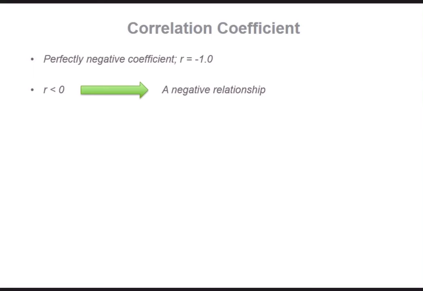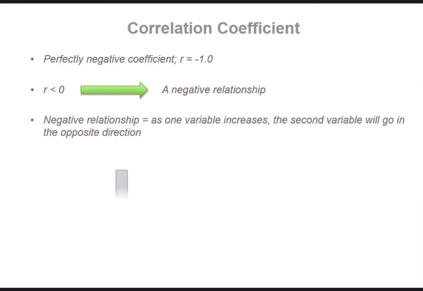So what does a negative relationship mean? This means that if one variable increases, the other variable will decrease, and if a variable decreases, the other variable will increase. Sometimes a negative correlation will be termed an inverse correlation. As one variable goes one direction, the other variable will go in the opposite direction.